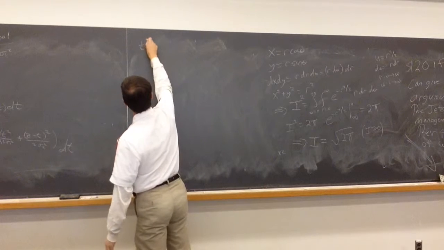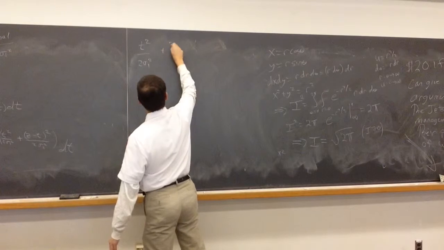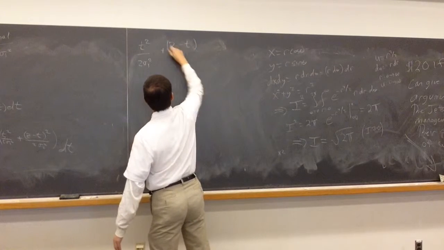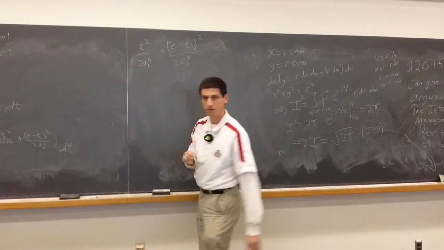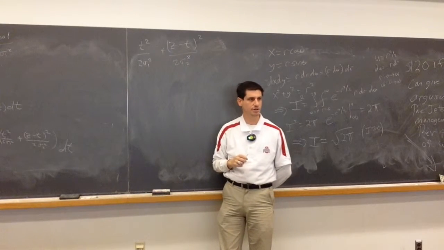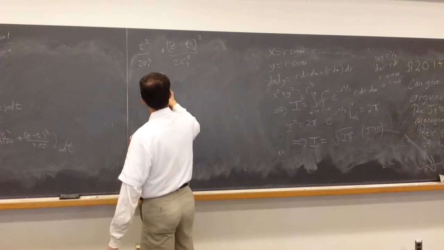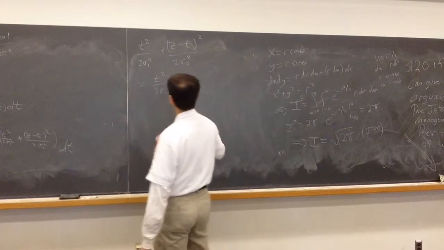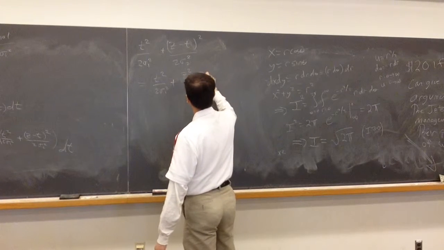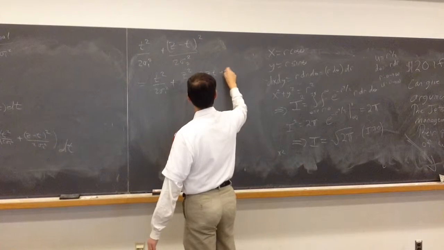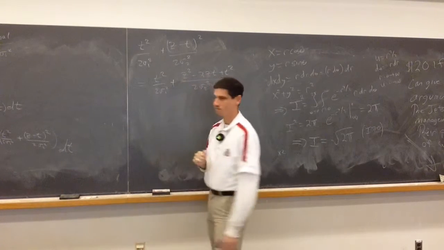We have t squared over 2 sigma 1 squared plus z minus t squared over 2 sigma 2 squared. All right, so we're going to have to start doing some algebra here. Let's start expanding things out. We get t squared over 2 sigma 1 squared. And this is all in the book if you don't want to write it. Now over here we'll have a z squared minus 2zt plus t squared over 2 sigma 2 squared.